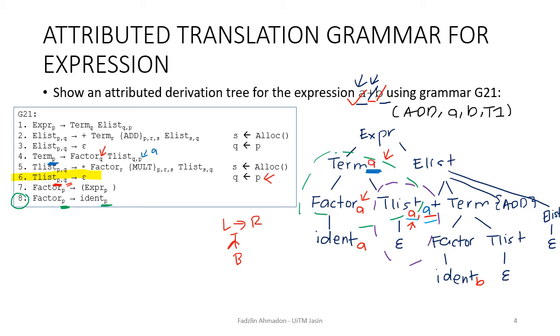Now, moving up, we are looking at this rule. Expression can be derived to term and list. And this is an implementation of rule number 1. Now, let's look at what value of attributes that we already know. So, the value that we already know is Q. And Q has the value of A.